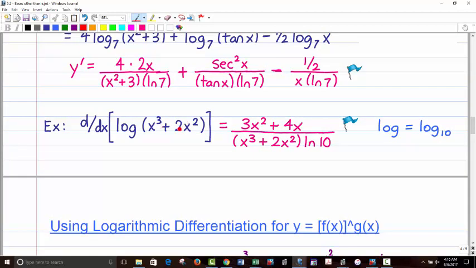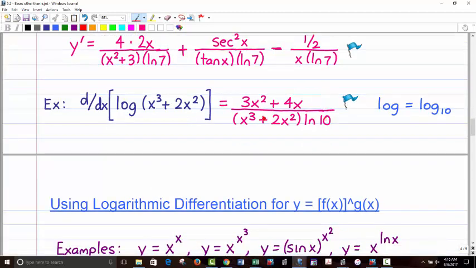On the bottom you'll have ln of 10 times this part, x cubed plus 2x squared. And then on the top, you'll have 3x squared plus 4x. And there you have it. No need to get too cute with this. But I will mention, I'm not saying you would have to do this, but technically, you could factor an x out of the numerator and the denominator and cancel out an x. So I thought I'd say that, but not a big deal.